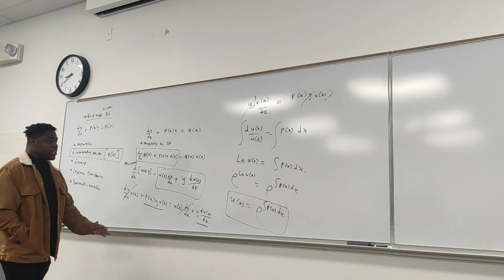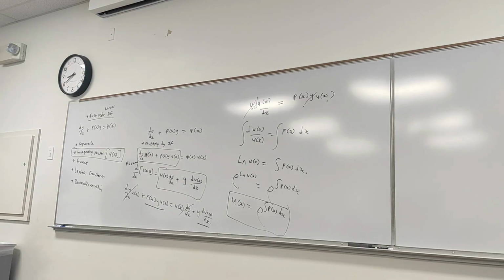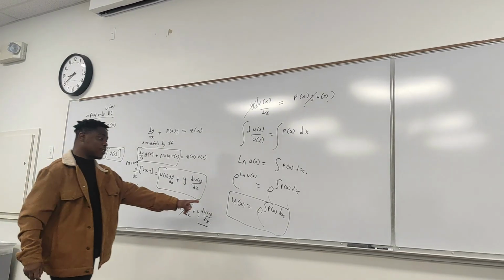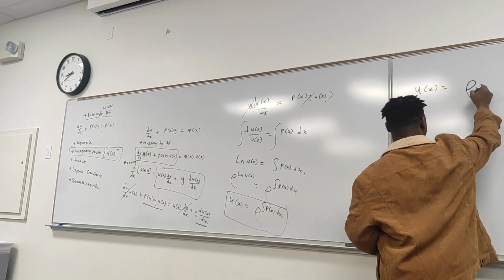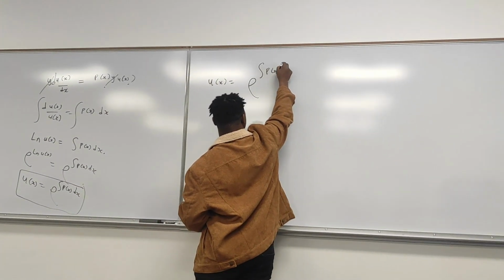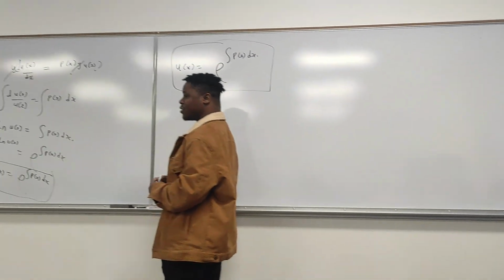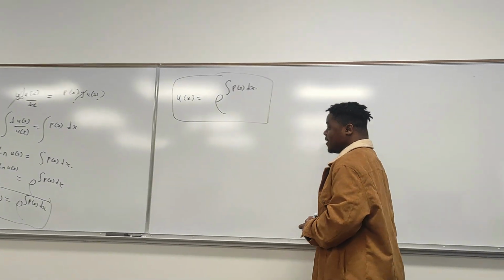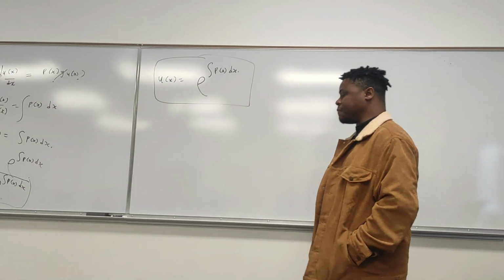So, if we are solving a differential equation by integrating factor, the first thing we need to do is find our integrating factor. And the formula to find our integrating factor, u of x, is equals to exponential integral p of x dx. That's the formula to find our integrating factor. And this is how we got it. Now let's solve the differential equation.